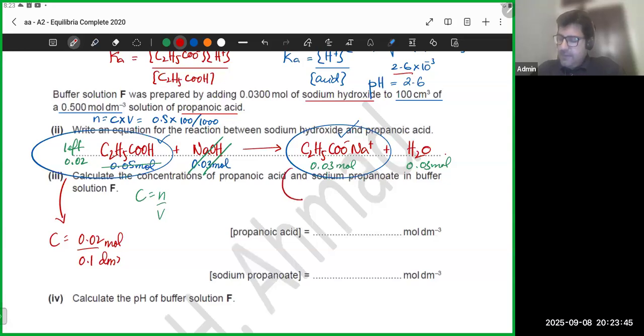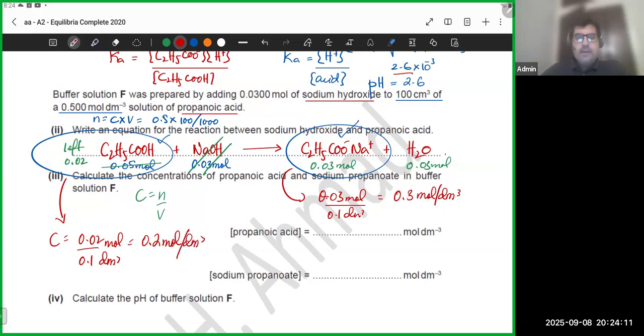And the other one would be the same as well, 0.03 moles divided by 0.1 dm cube. What would that give me? I think it's going to give me 0.3 mole per dm cube, right? Let me double check this one. This is probably going to give me 0.2 mole per dm cube. So, is this clear? Yes.